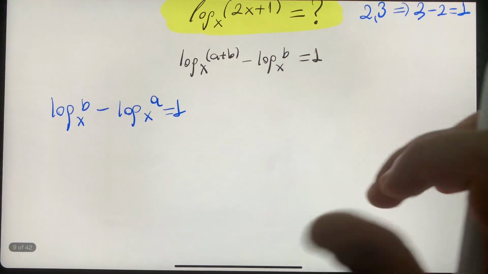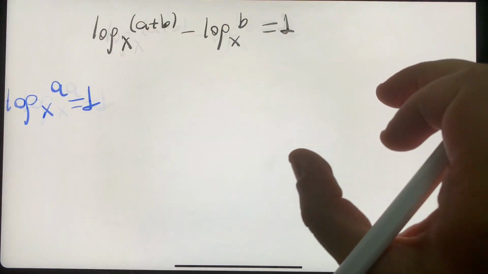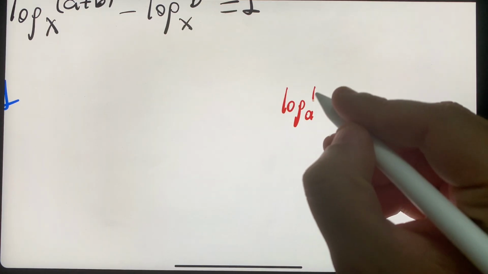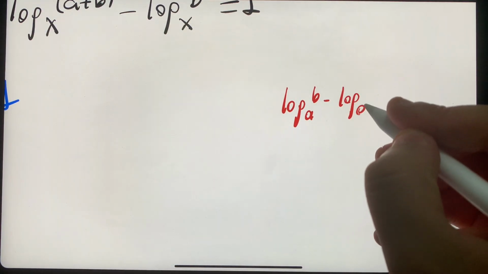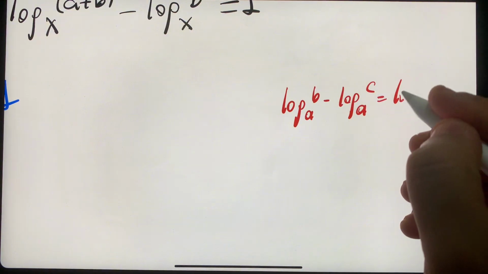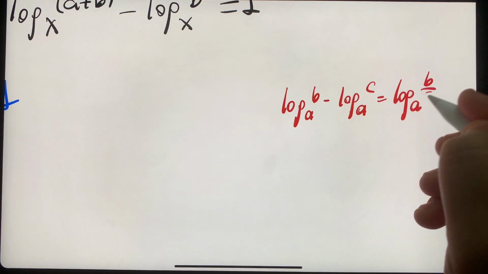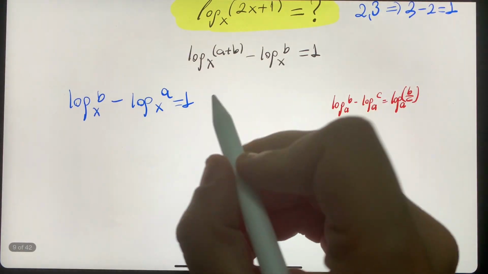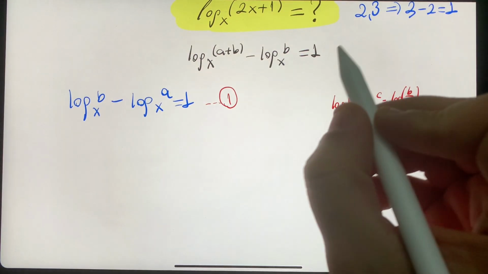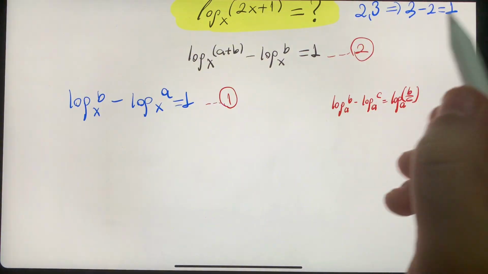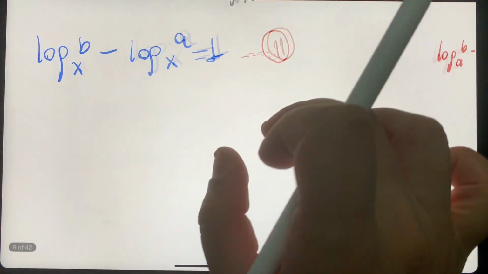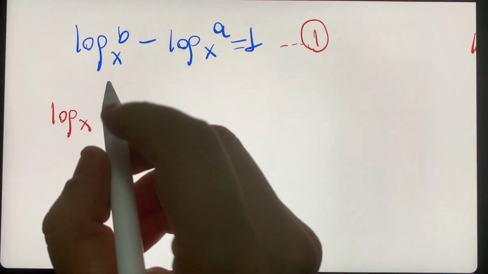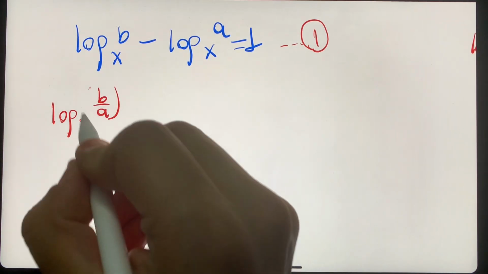Now you know logarithm has a feature. Let's remember it. What are these features? Logarithm base a of b minus logarithm base a of c, the expression we call c, is logarithm base a of b divided by c. Now in these two equations, let's call this the first equation and this the second equation, and apply it. What can I say now? Logarithm in base x of b over a is equal to 1.